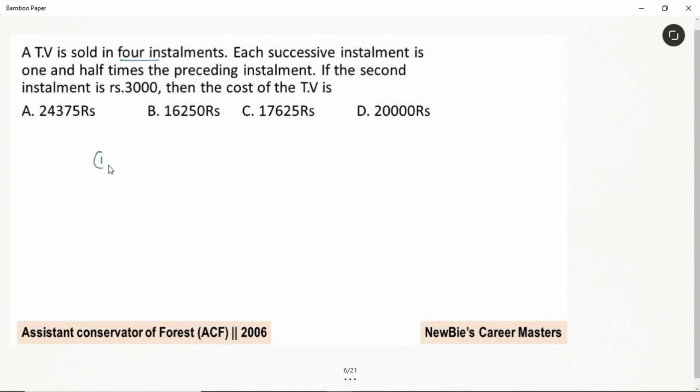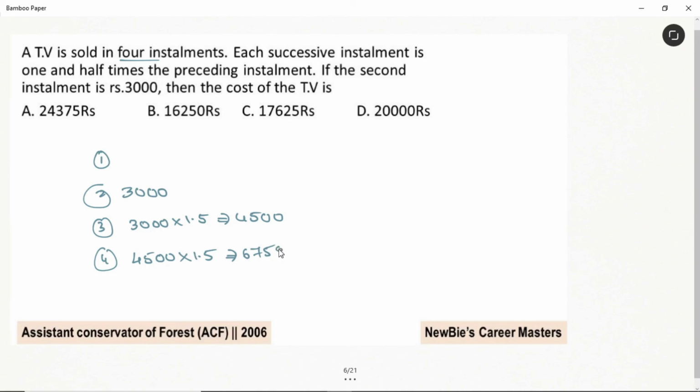We'll go with the installments: first installment, second installment, third and fourth. Second installment value is given, that is 3,000. Third installment should be 1.5 times the preceding one, so 3,000 into 1.5, which is 4,500. Am I clear? Then fourth installment should be 4,500 into 1.5, which is 6,750 rupees. Am I clear?